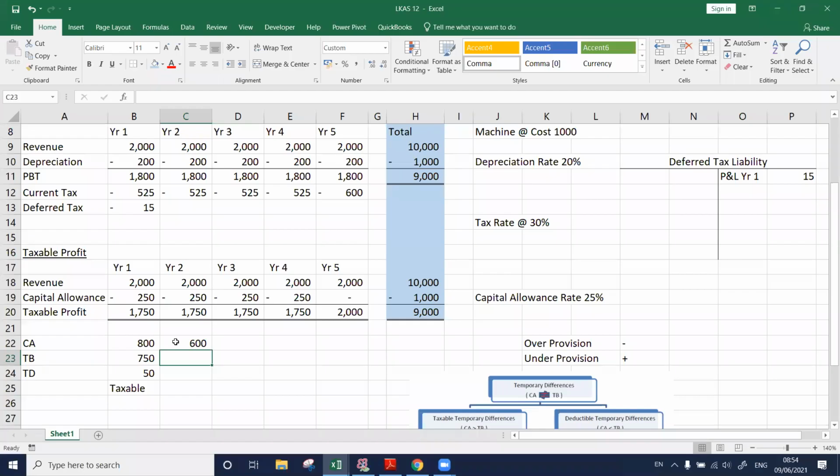Remaining amount is what? 500, right? Remaining amount is 500. Hope it is clear. Now, what is the temporary difference?